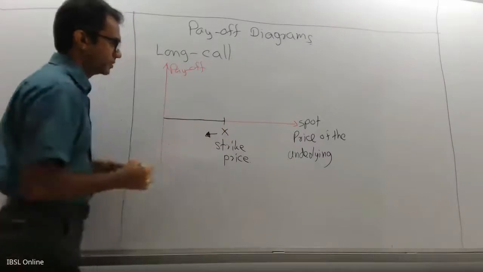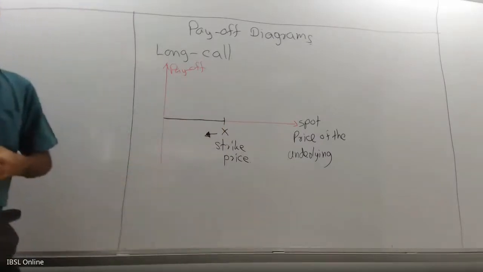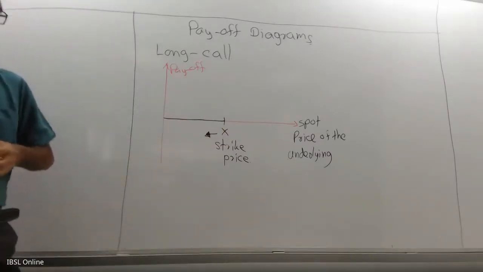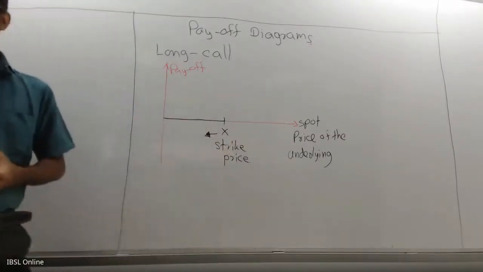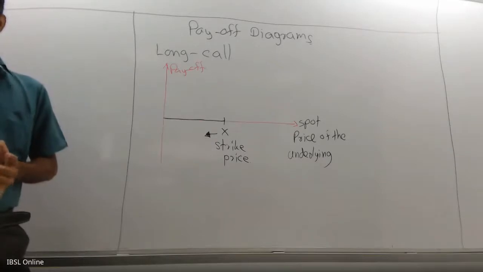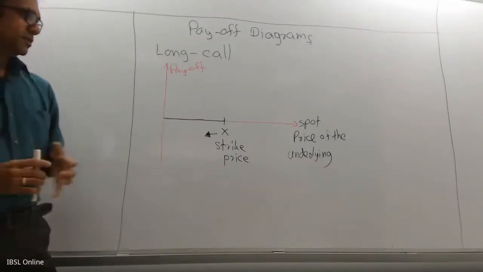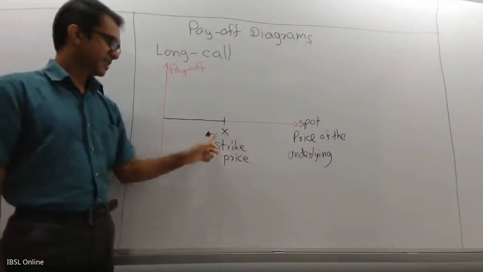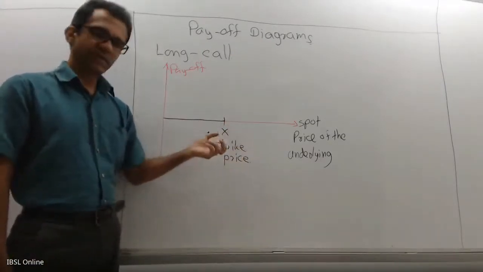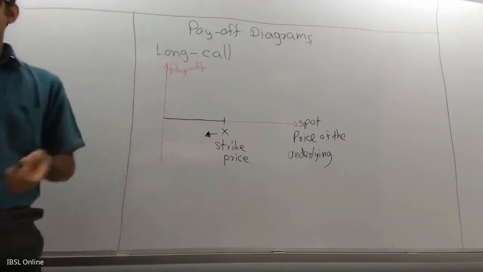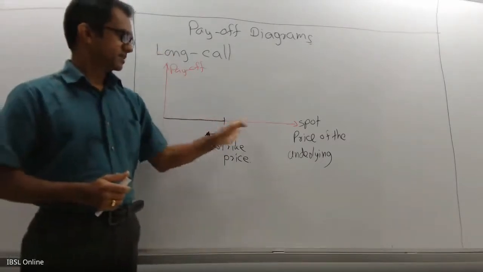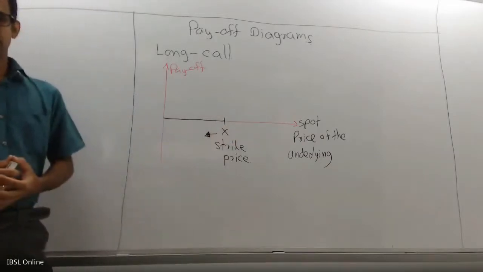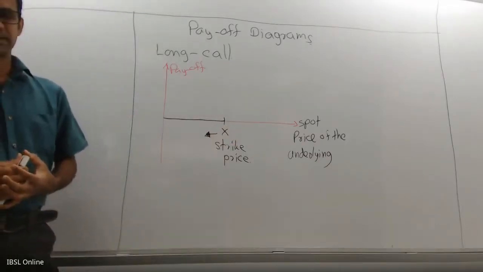Neither you pay or the seller of the option pays. But after the strike, what would happen? You will exercise your right. That means you will buy the asset at the strike price, whereas the price of the asset is higher than this. So indeed, when you settle the transaction, you won't buy it.